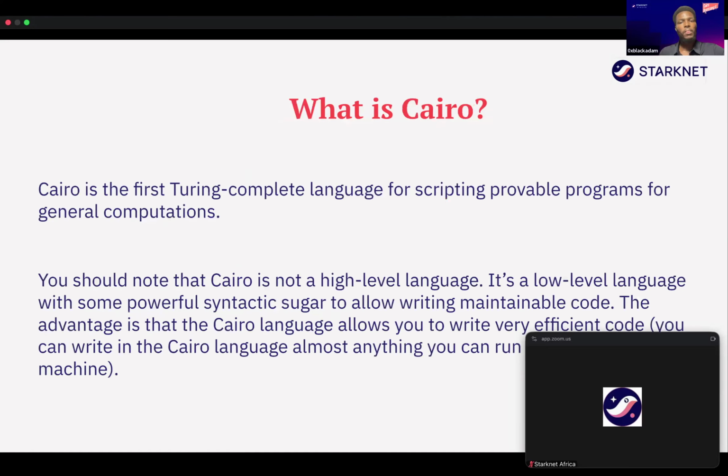So this is what Cairo is. Cairo is a Turing complete machine. And what do you mean by a Turing complete machine? It is a machine that can run all computation. And it's not a high level language, it's a low level language.